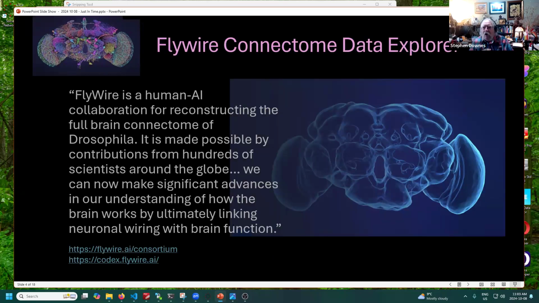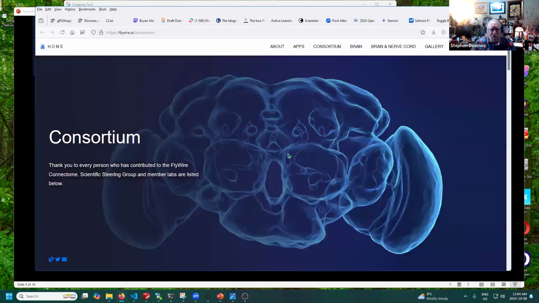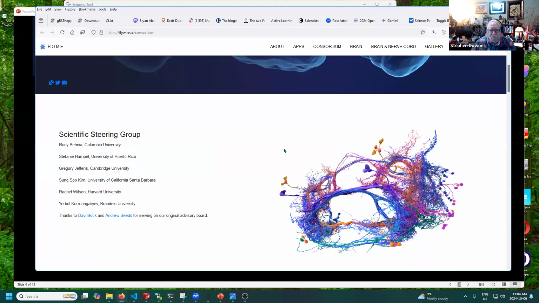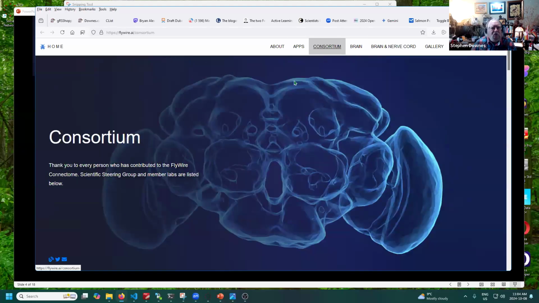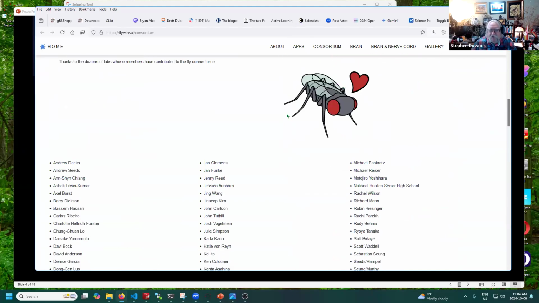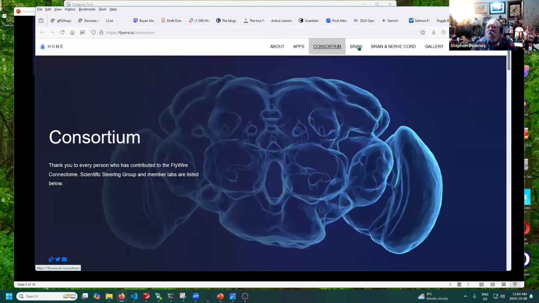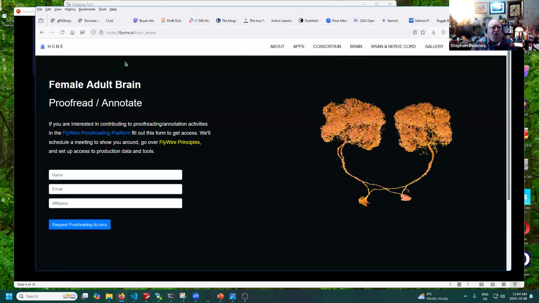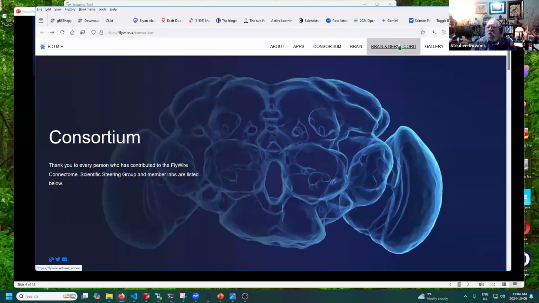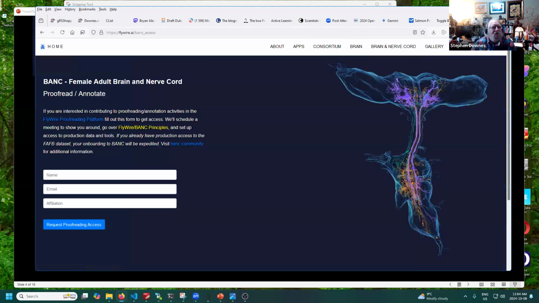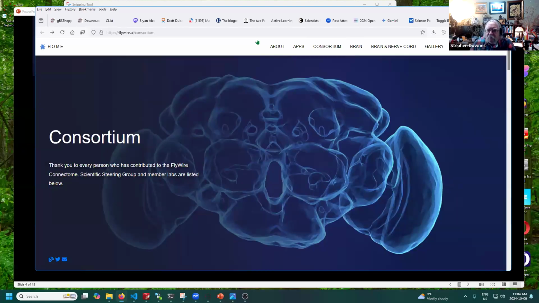Now, as part of this project, what they built was something called the Flywire Connectome Data Explorer. And here it is. You can go into it, have a look inside the connectome, and here's all the people who were involved in it. The brain, female adult, brain and nerve cord, etc.